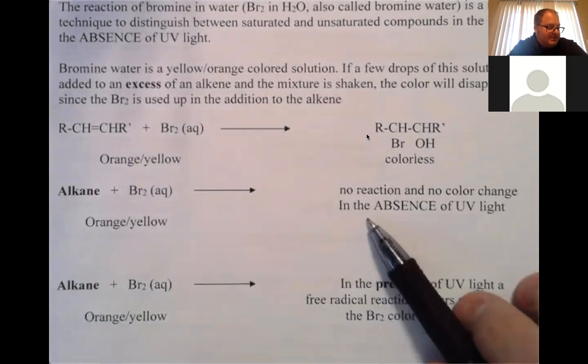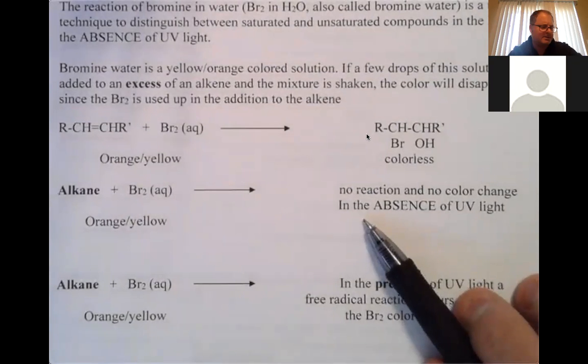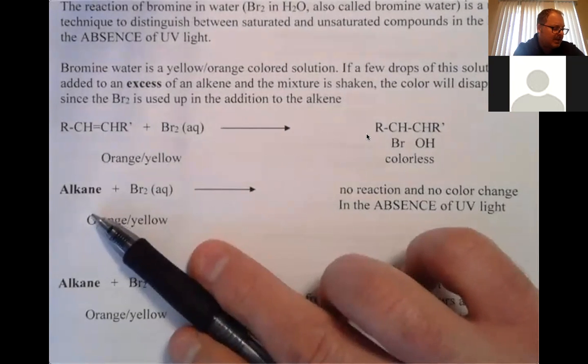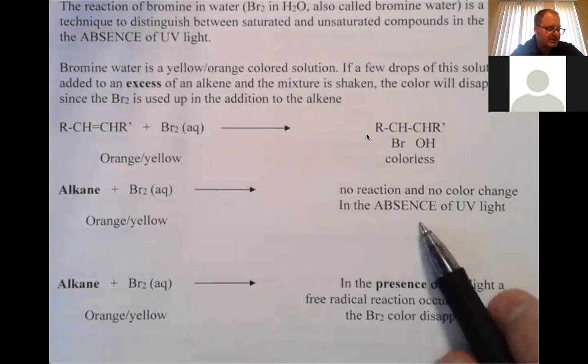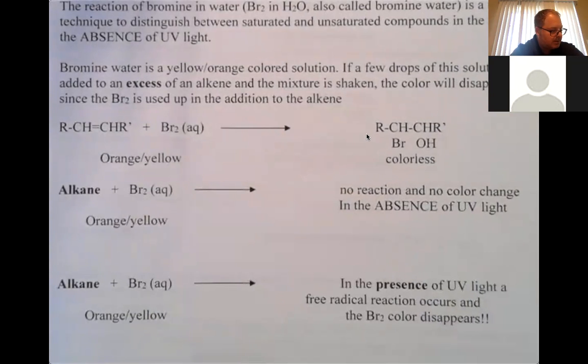But there was a question in here, and whenever we start looking at the paper twos, we'll review that and make sure that you understand that. Basically, they're just saying that if we mix this with an alkane, there's going to be no reaction because of the absence of UV light. In the presence of UV light, then it would disappear. Now, the cool thing is, if it's an alkene, it doesn't need the UV light, so it's going to disappear anyway, right?